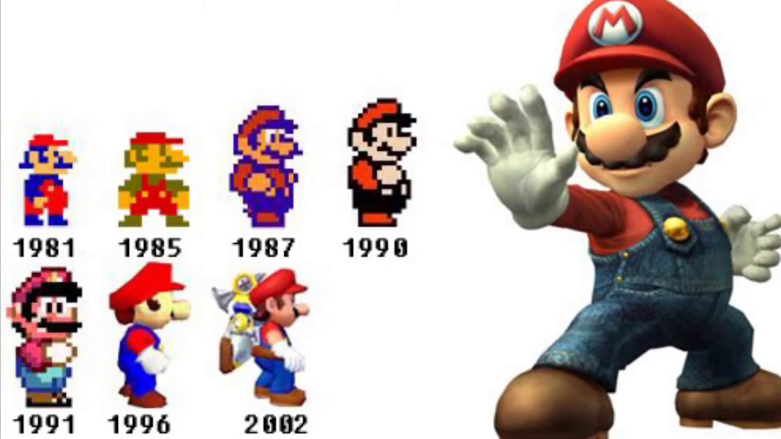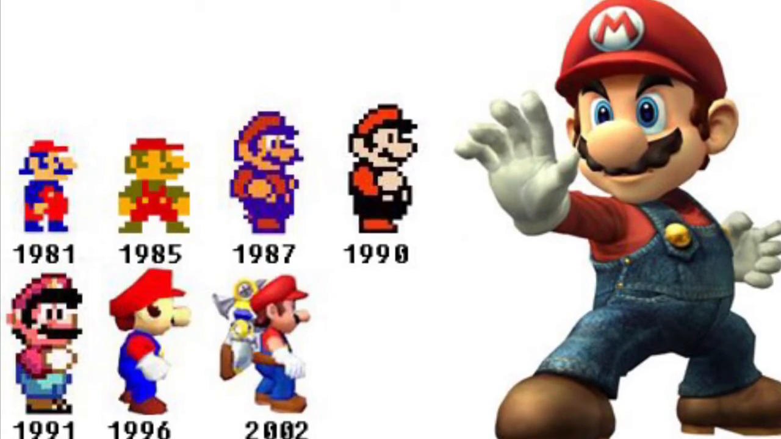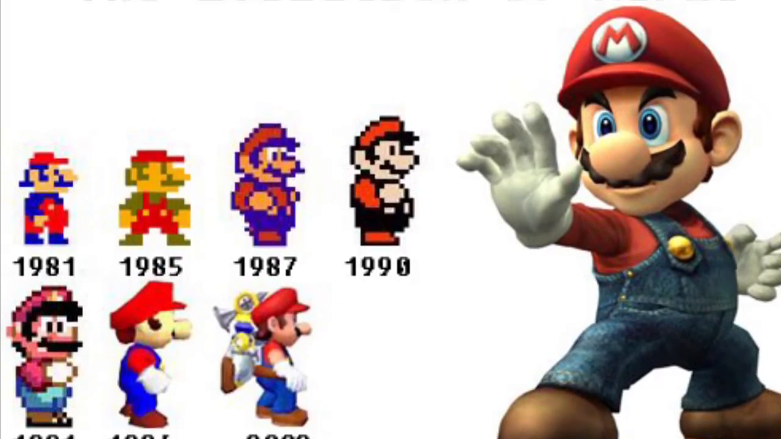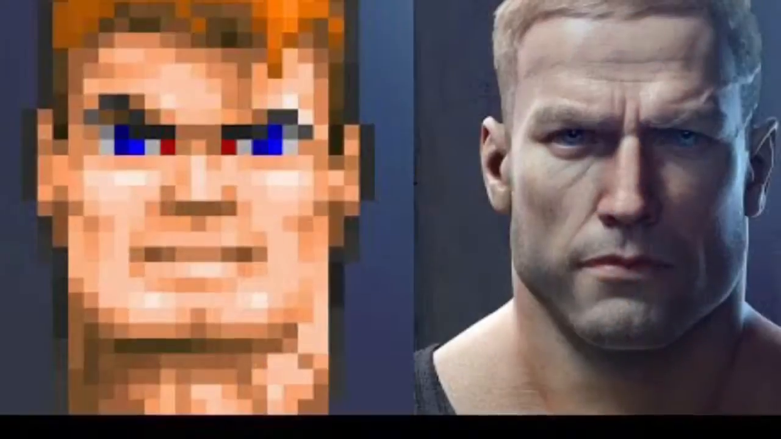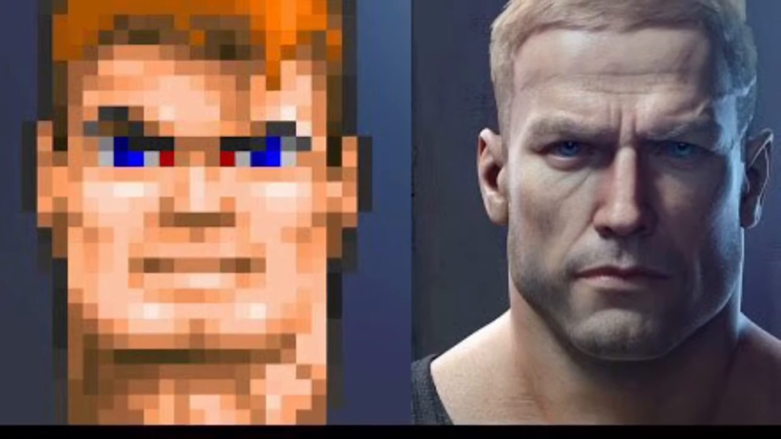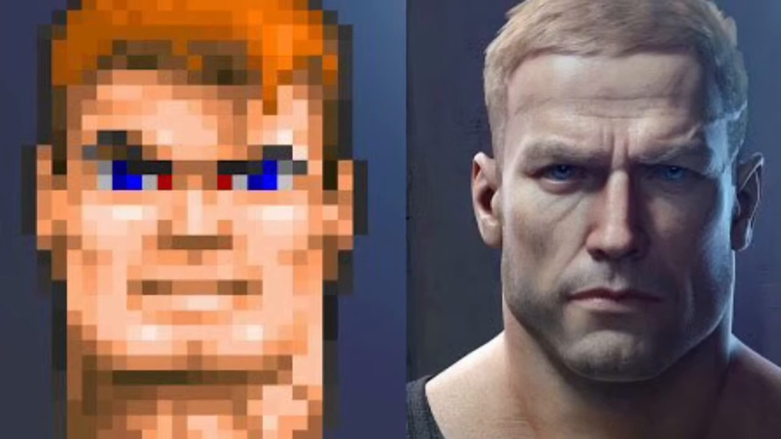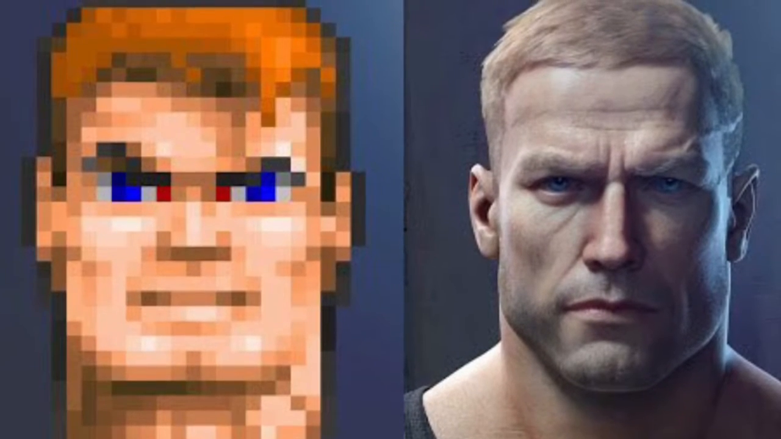When we look at the older Super Mario in this picture, he's made up entirely of squares, and each square is called a pixel. Here's another example of how our video game and computer images change over time. The character from early on looks much more pixelated than he does now.